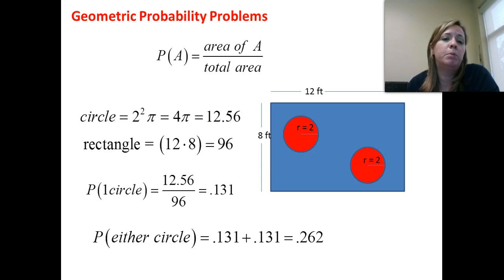But if I want the probability of hitting either circle, I either could multiply that by 2 or just add it to itself, right? Because it's this circle or that circle, so that tells me to add. So it would be 0.131 plus 0.131 or 0.262 would be the probability of hitting either circle if I was going to randomly throw a dart at the board. And that's it for our quick review of probability.